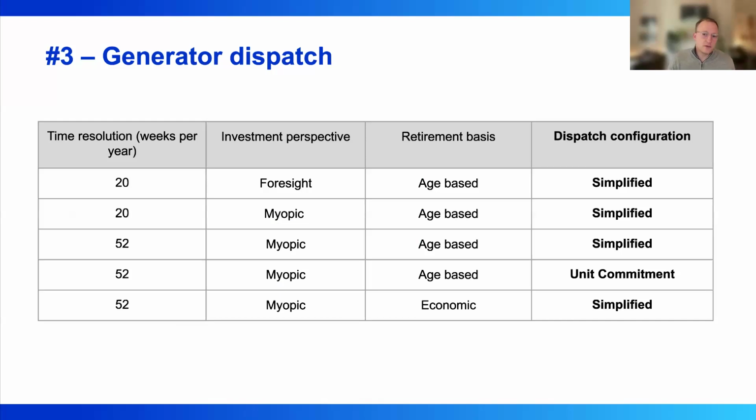Okay, and the final tidbit we'll get to is the generator dispatch. So as I mentioned, we included simplified dispatch. So there's really no unit level constraints here versus unit commitment where generators have to obey unit commitment constraints like min downtime, min uptime, minimum load, startup costs, things like this. Next slide, please.